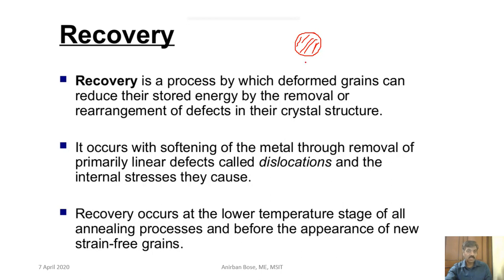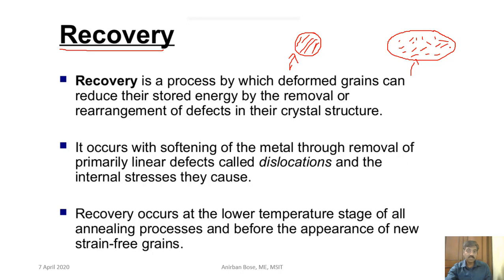So for that, what is done? Initially the material is heated. Initially, because of cold working, what happens? The material is strained. Because of that, a lot of dislocation lines are produced, and those dislocations basically make the material more and more hard. So because of plastic deformation, hardness increases. This process is called strain hardening or work hardening.